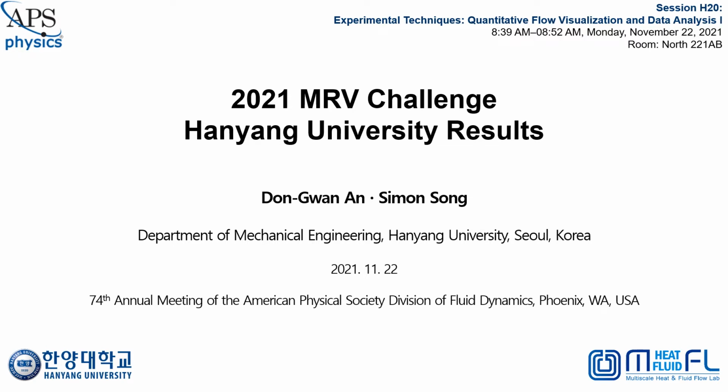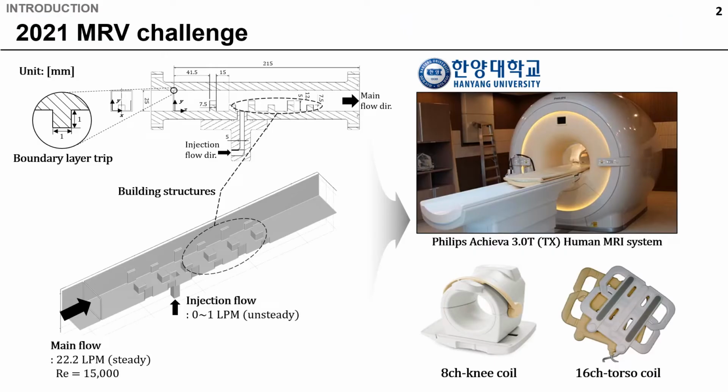Today I will talk about the result of our MRV challenge. I will skip the explanation about the MRV challenge. Our research team carried out this project with the Philips 3T human MRI system. And also we compare the difference between the results obtained using two different types of RF coil.